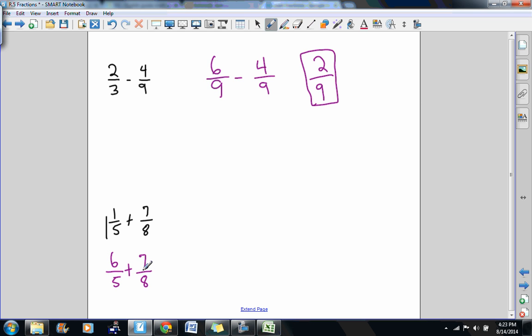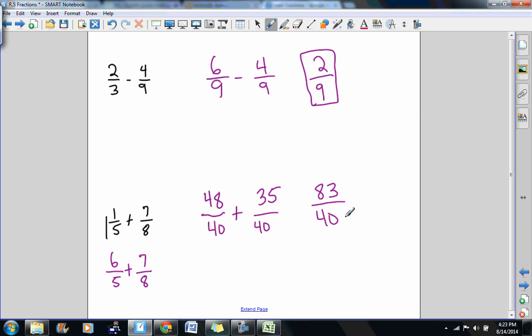Now this one, the common denominator is going to be 40. So we might get some big numbers here. 5 times 8 is 40, so 6 times 8 is 48. 8 times 5 is 40. 7 times 5 is 35. I add these up, and that's going to be 83. And I did that by 40 plus 30 is 70. 8 plus 5 is 13. 70 plus 13 is 83.